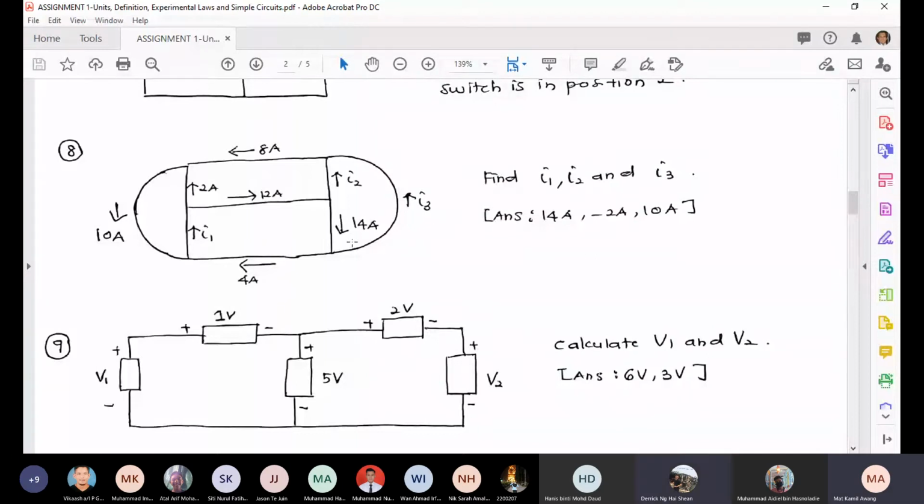So I3, you calculate from this node. You have I2 coming out from this node of 2 amps, and you have another 8 amps coming out. So therefore, I3 going in is 10 amps. Okay.